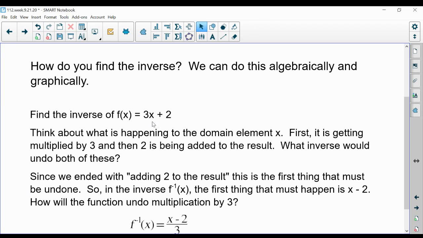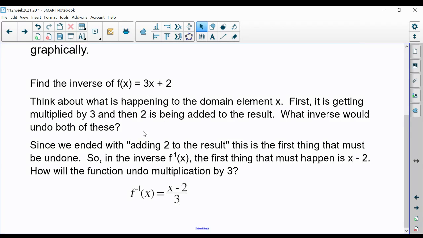So if you're a domain element, not too much is happening. Only two things. The first thing that's happening is you're being multiplied by 3, and then 2 is being added to you. So to completely undo those two things, you have to do them in the correct order. The first thing you would do would be to undo the adding 2. So you would subtract 2, and then you would divide by 3, resulting in this function. So this is the inverse function of f of x. x minus 2 divided by 3 completely undoes everything that 3x plus 2 did.